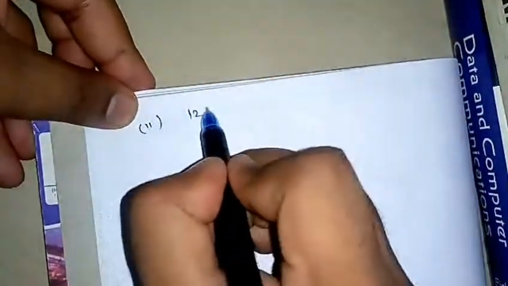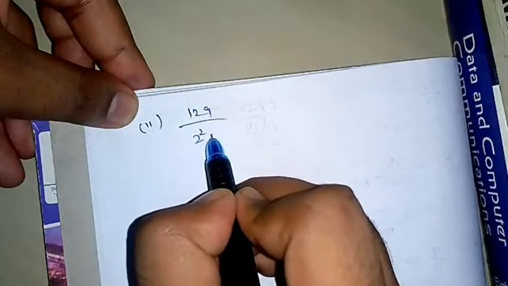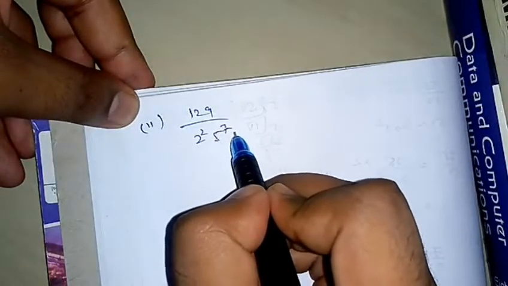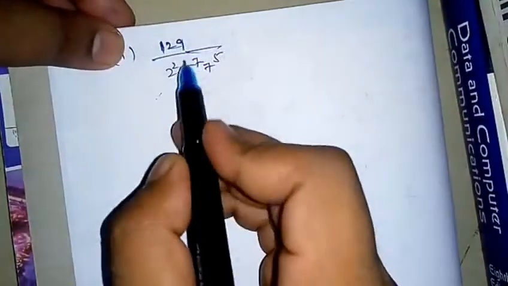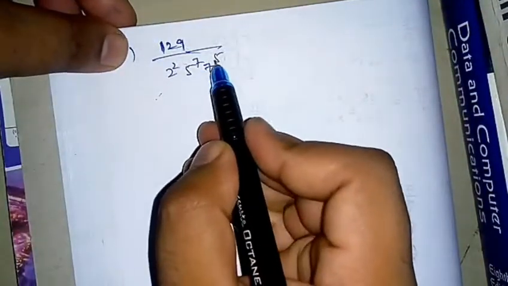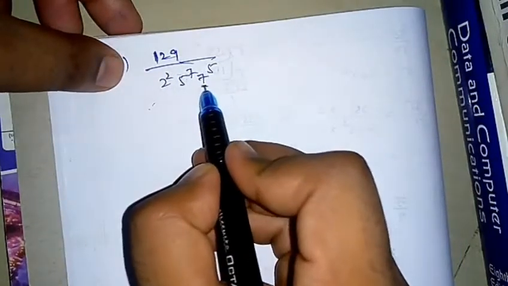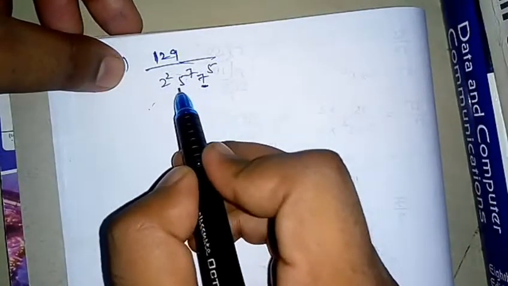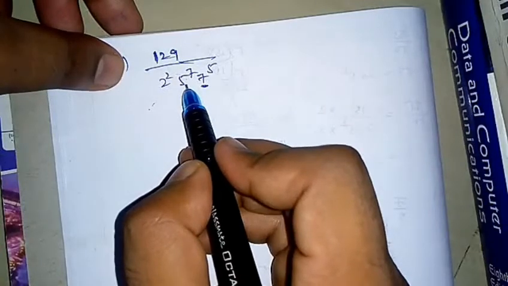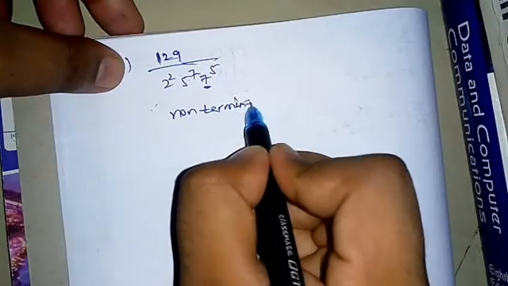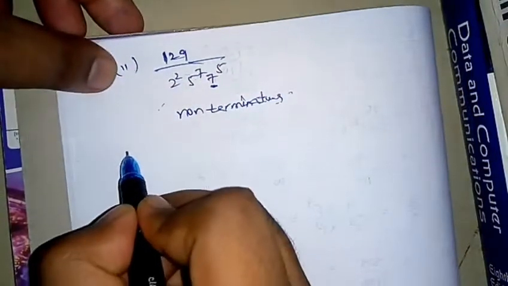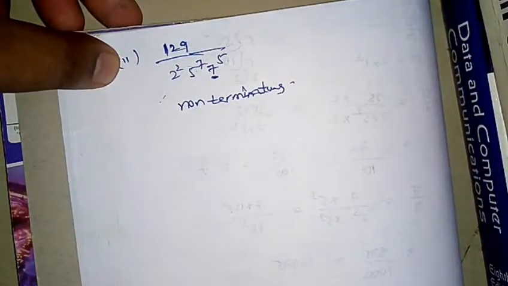So one more question. Second one, 129 by 2 square into 5 power 7 into 7 power 5. Here if you observe, you have 2 square, 5 power 7 into 7 power 5. Since you have 7 in the denominator, this is not of the form 2 power m into 5 power n. Therefore this is non-terminating.